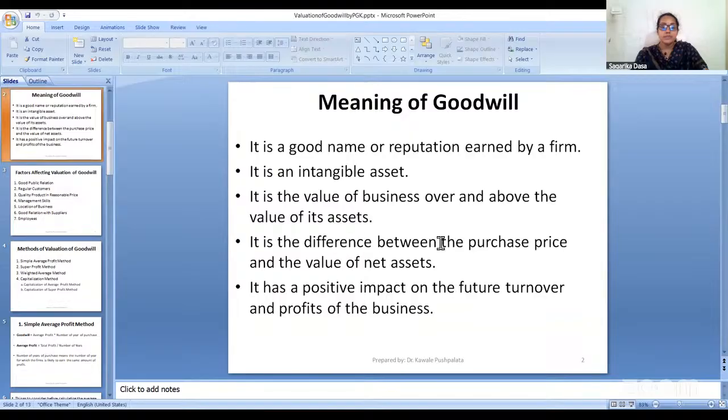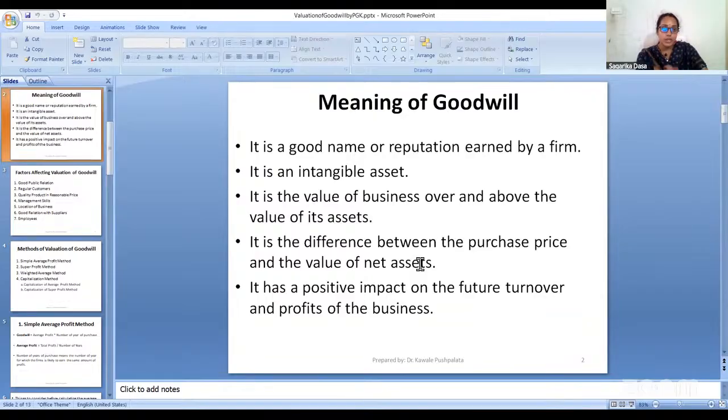It is the difference between the purchase price and the value of net assets. Say for example, the asset value is 10 lakhs. But because the asset belongs to so-called Reliance Industries, the 10 lakhs value can be easily sold in the market at 15 lakhs. That excess 5 lakhs is nothing but your goodwill.